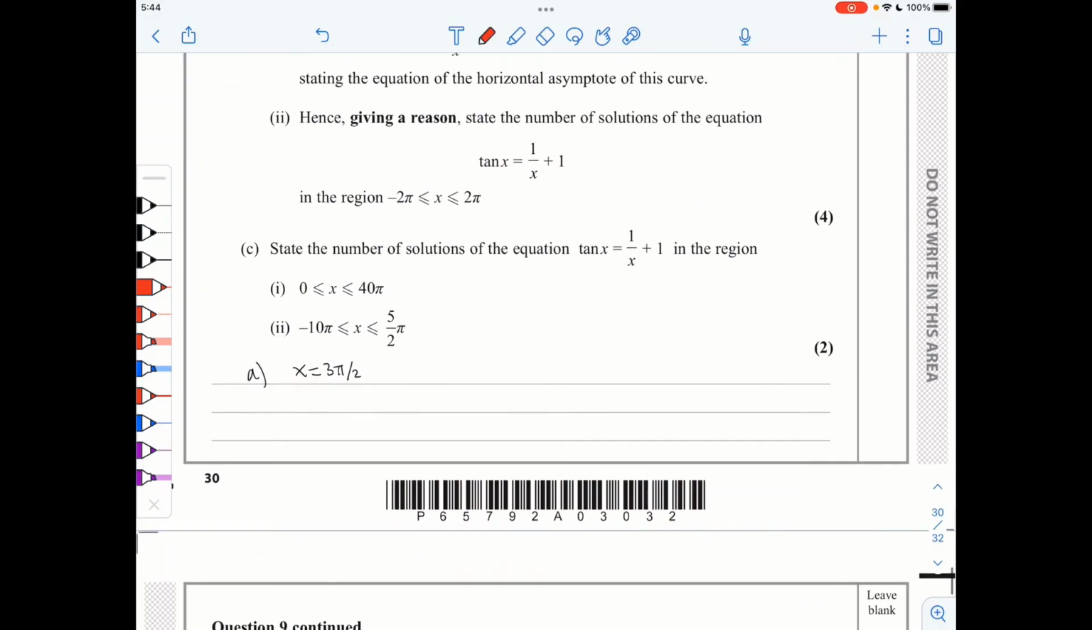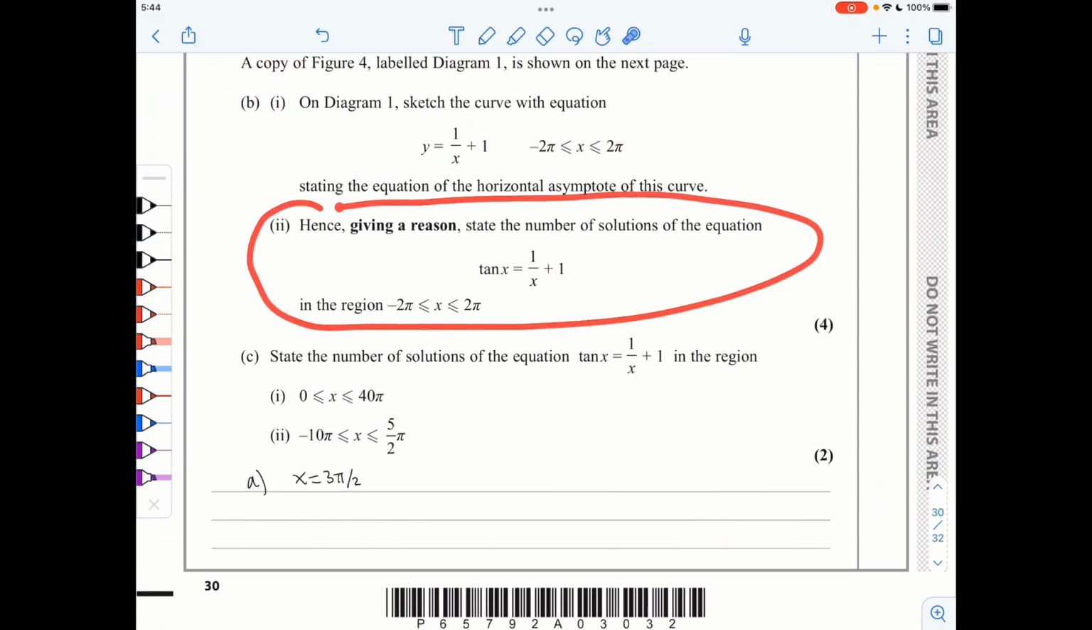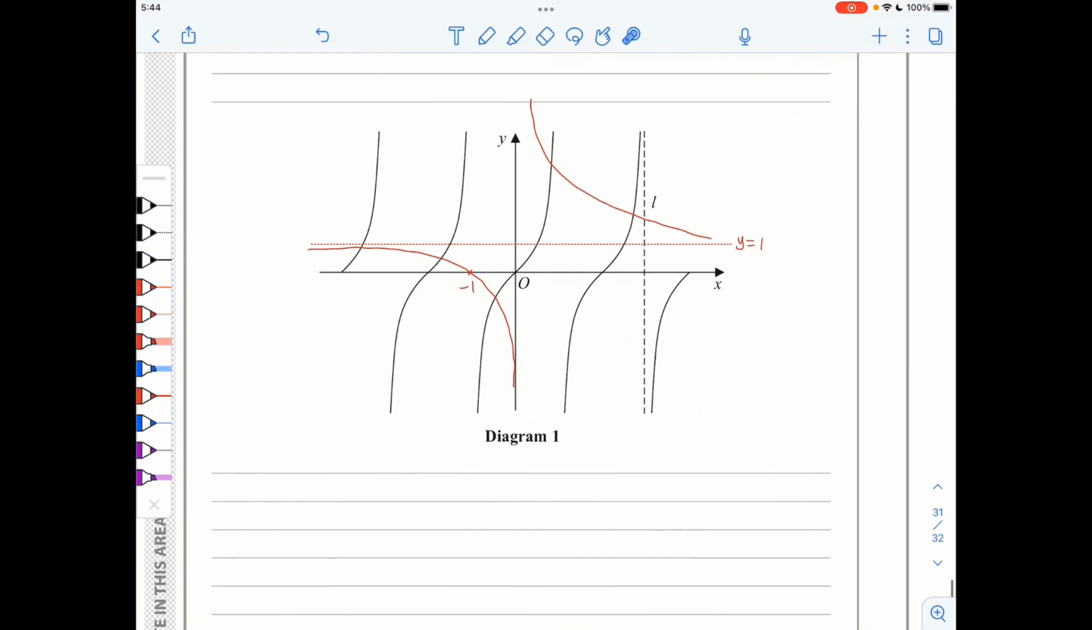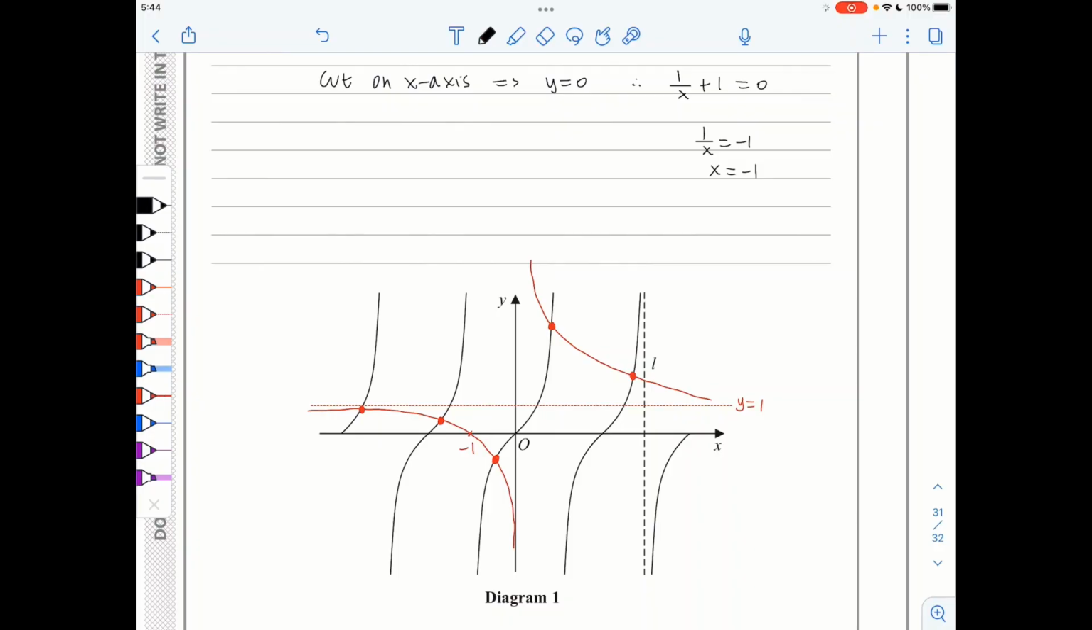Now, in II, it says, hence, giving a reason, state the number of solutions for tan x is 1 over x plus 1. So we are looking at the points of intersection. We've got 1, 2, 3, 4, 5, and therefore we can say that we've got 5 points of intersection, hence 5 solutions.